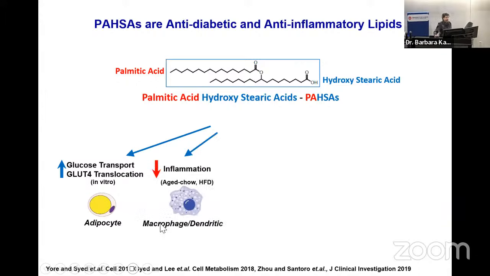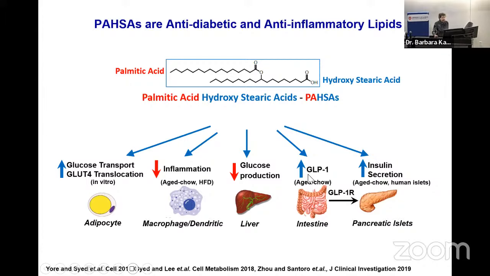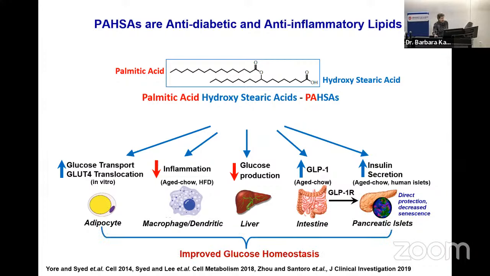They decrease inflammation, both directly on macrophages and dendritic cells, but also some effects on T cells. They decrease hepatic glucose production. They increase GLP-1 secretion from gut enteroendocrine cells. They also increase glucose-stimulated insulin secretion from islets. And then there's the secondary effect through the GLP-1 on insulin secretion. And most recently, we've shown that they have direct protective effects to decrease senescence in pancreatic beta cells. So all of this then improves glucose homeostasis.